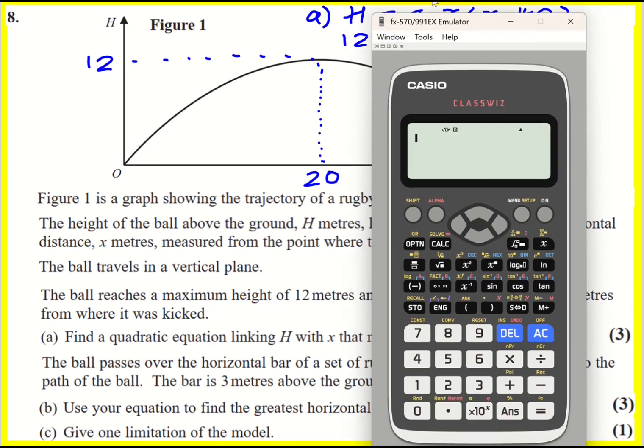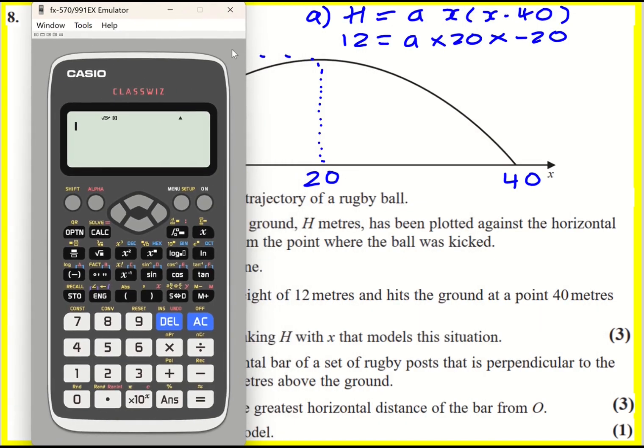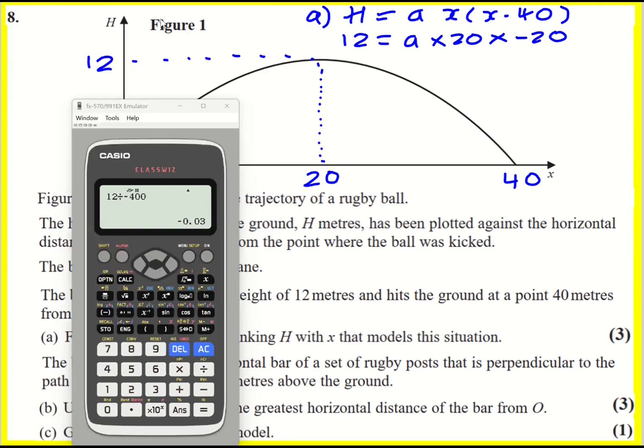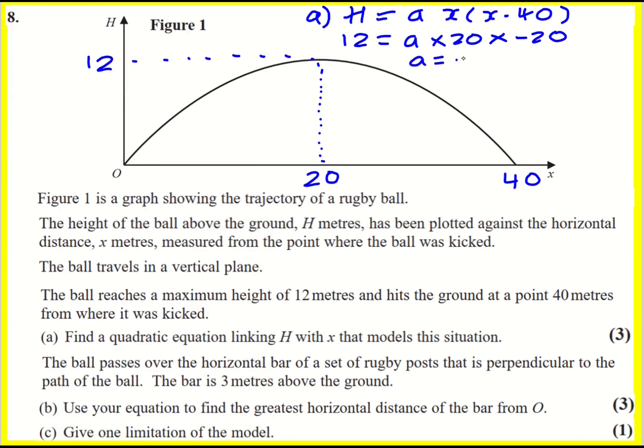All right, so what we can do is 12 divided by minus 400. That gives us minus 3 over 100, I'll write it as minus 0.03. So h is minus 0.03 x times x minus 40.